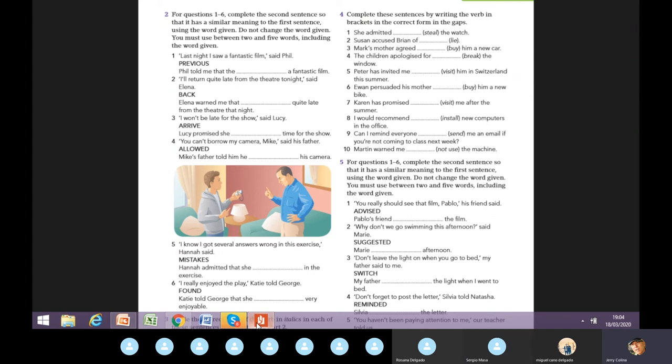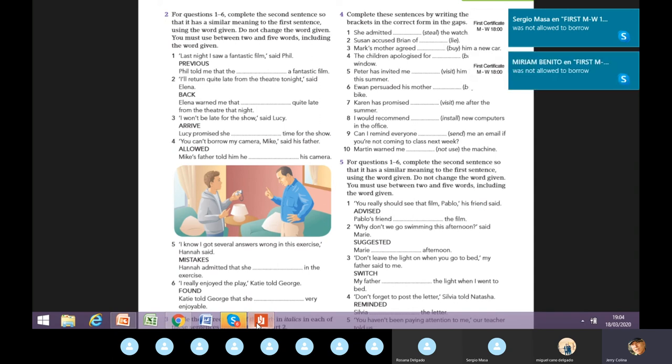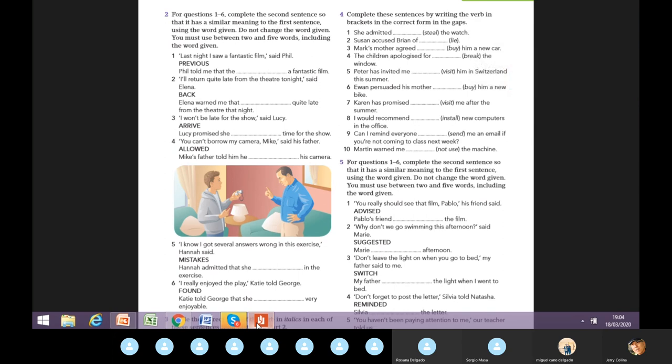Number four, you can't borrow my camera, Mike, said his father. And you have to use allowed. Mike's father told him he what? He was not allowed to borrow. Yes, and the rest of the class? Do you agree with these people?